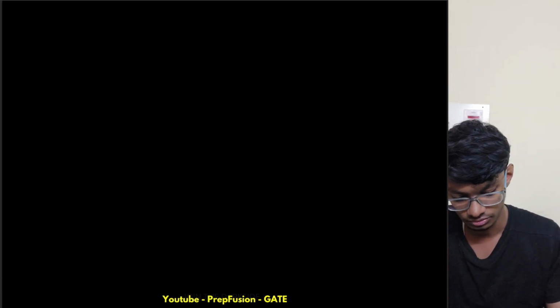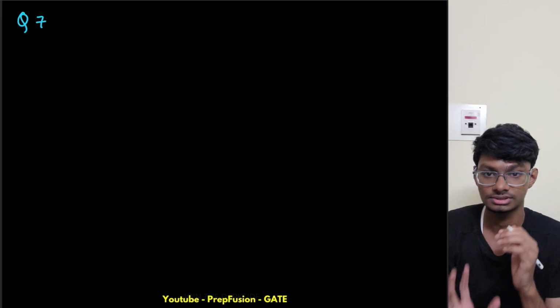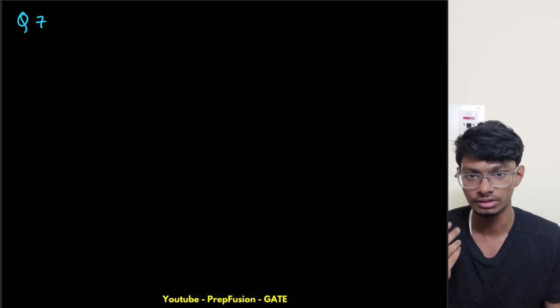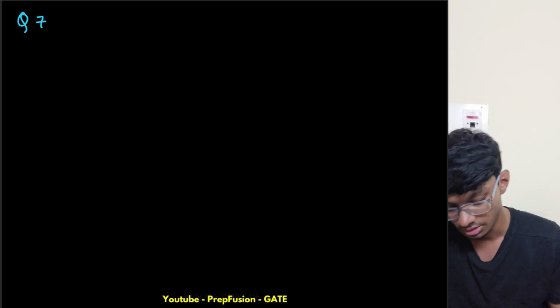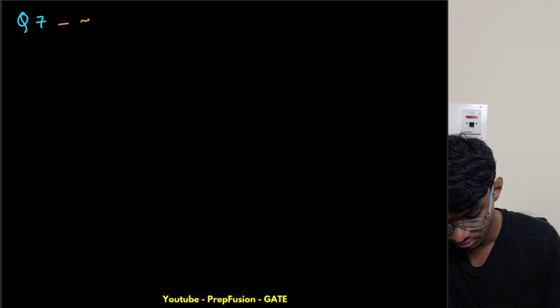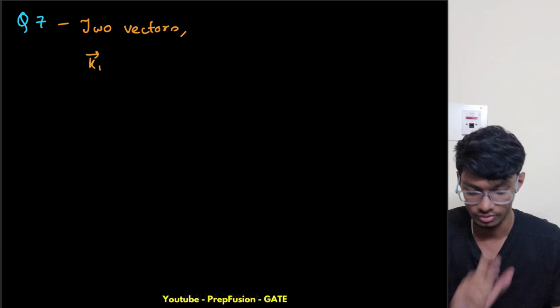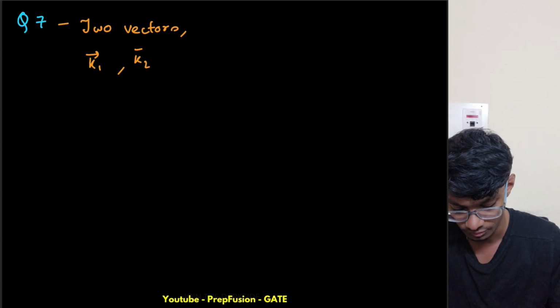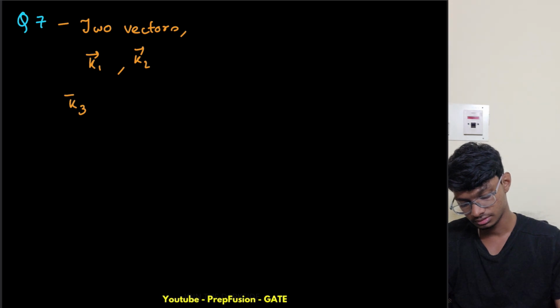Okay, so this is, I think, the 7th question. These are theoretical questions. Very quick, but only if you understand the concept will you be able to solve this. This is not a mathematical question. So let's say I have two vectors, k1 and k2. Now I have another third vector.